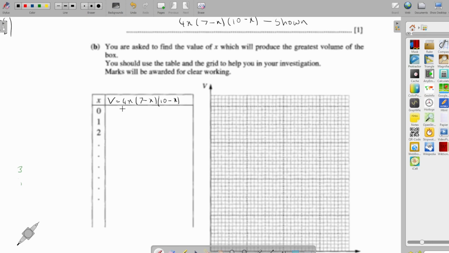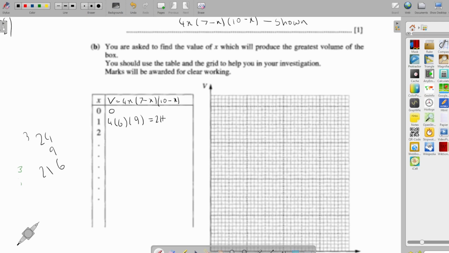So at 0, it just gets multiplied by 0, so this becomes 0. At 1, this is 4 into 7 minus 1 is 6, and 10 minus 1 is 9, so 4 times 6 is 24. 24 into 9s: 4 9s are 36, 9 2s are 18, 19, 20, 21. So this would be 216.